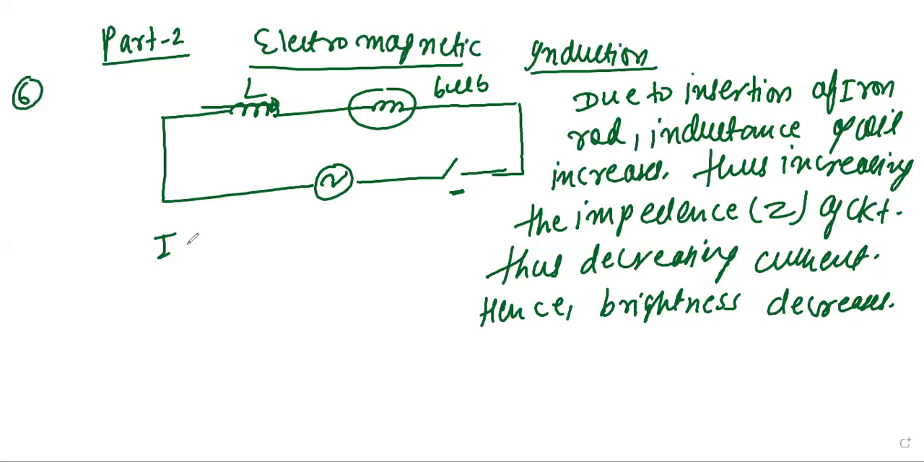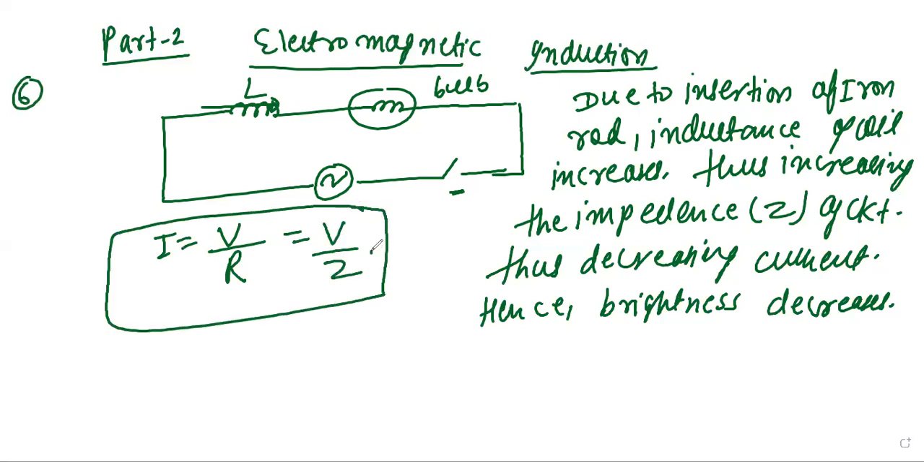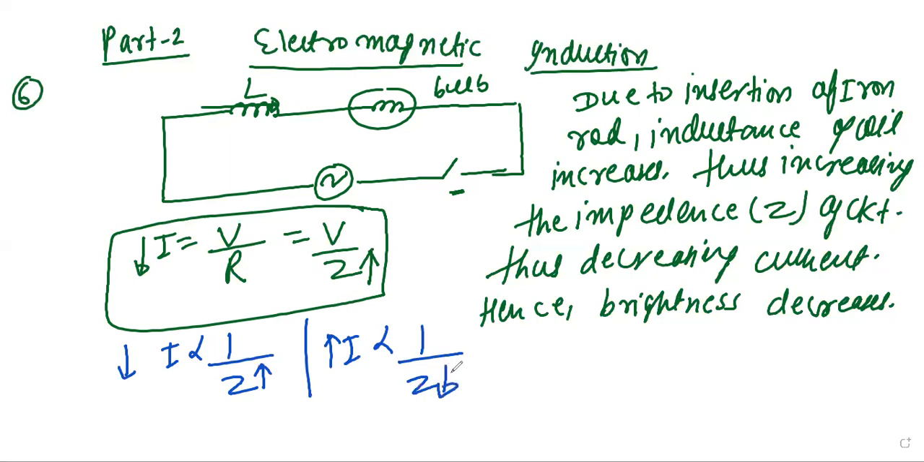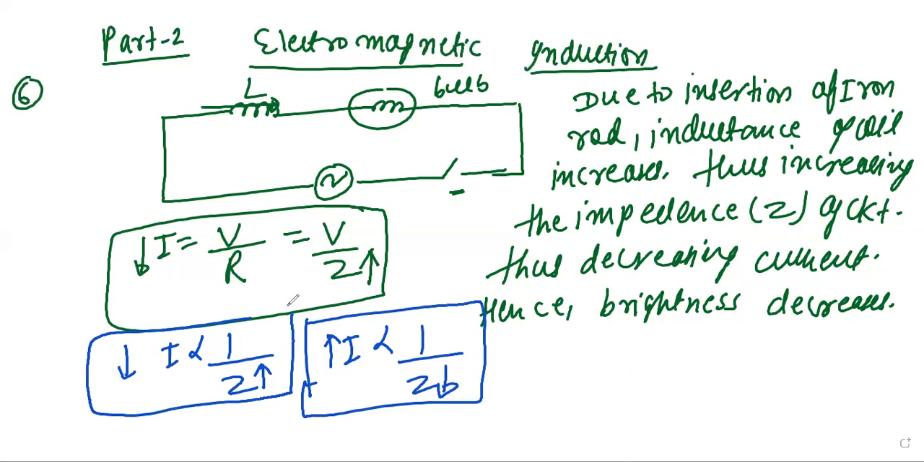As we know, current is equal to V by R. So it is I equal to V by Z, right? As Z increases, current decreases because they are inversely proportional. Current and impedance are inversely proportional. If Z increases, current decreases. And if you want to increase the current, you should decrease the value of Z, right? So you can simply write this formula also. It was asked in 2020.